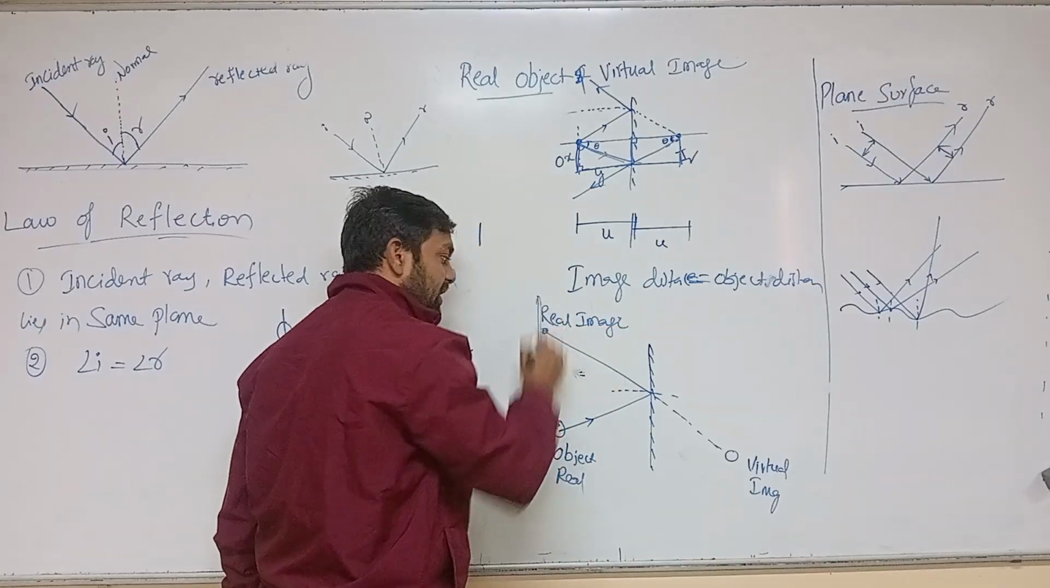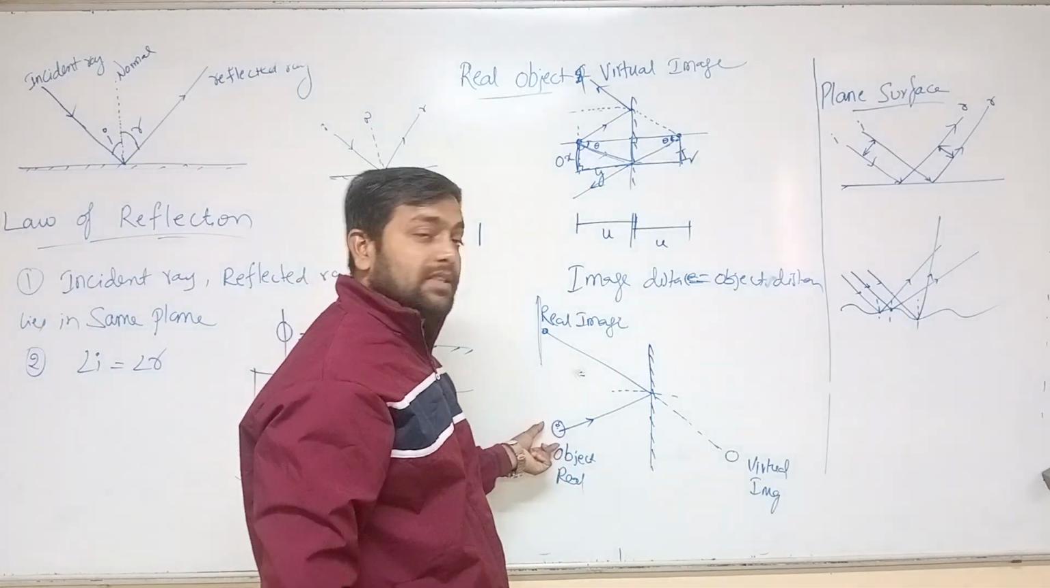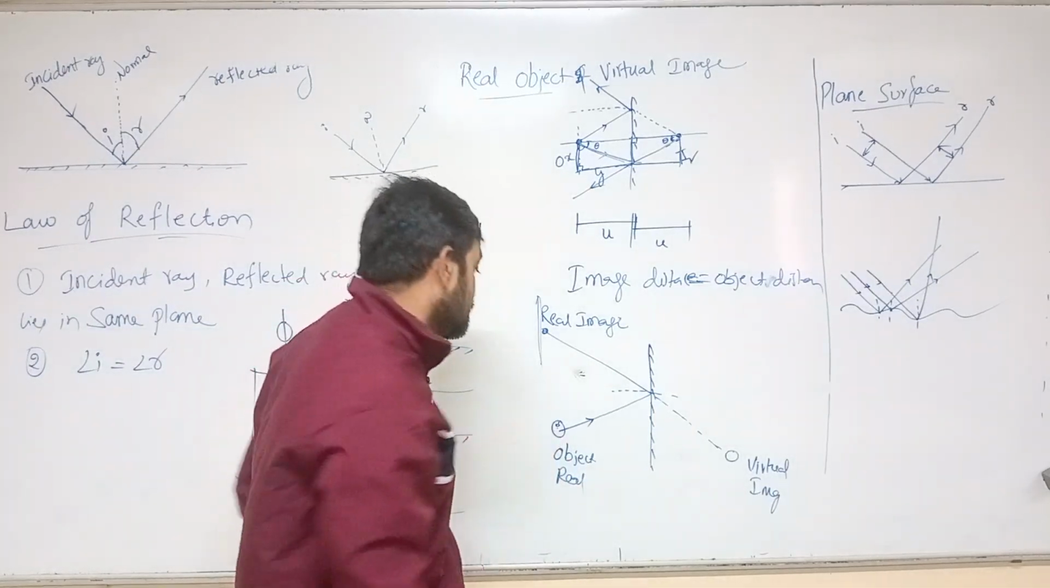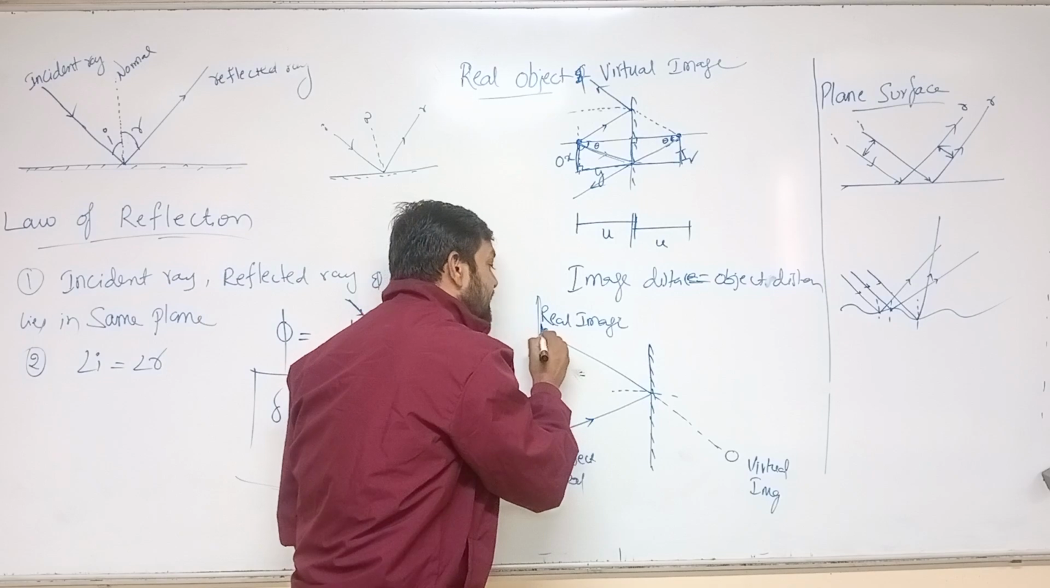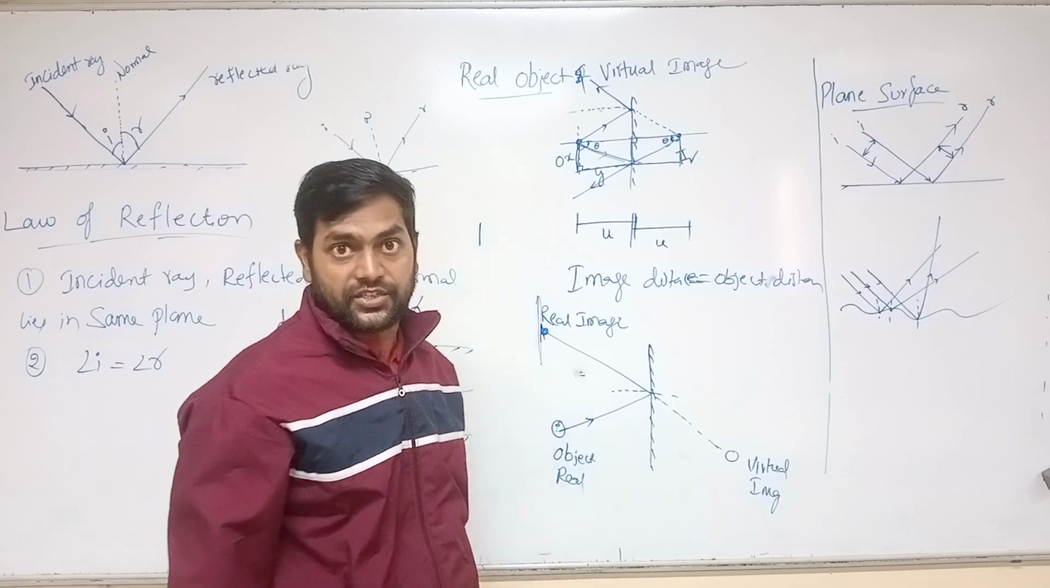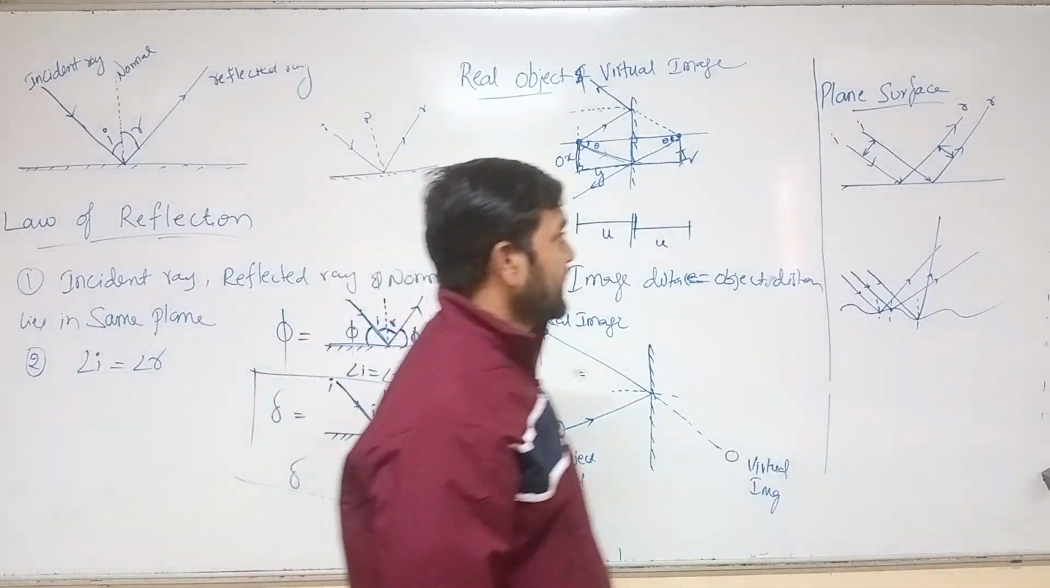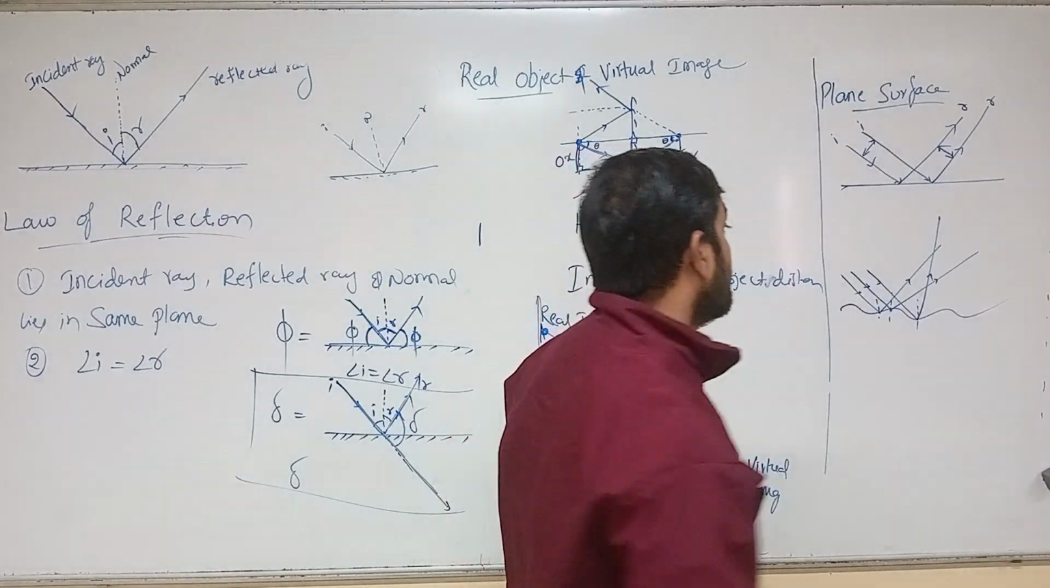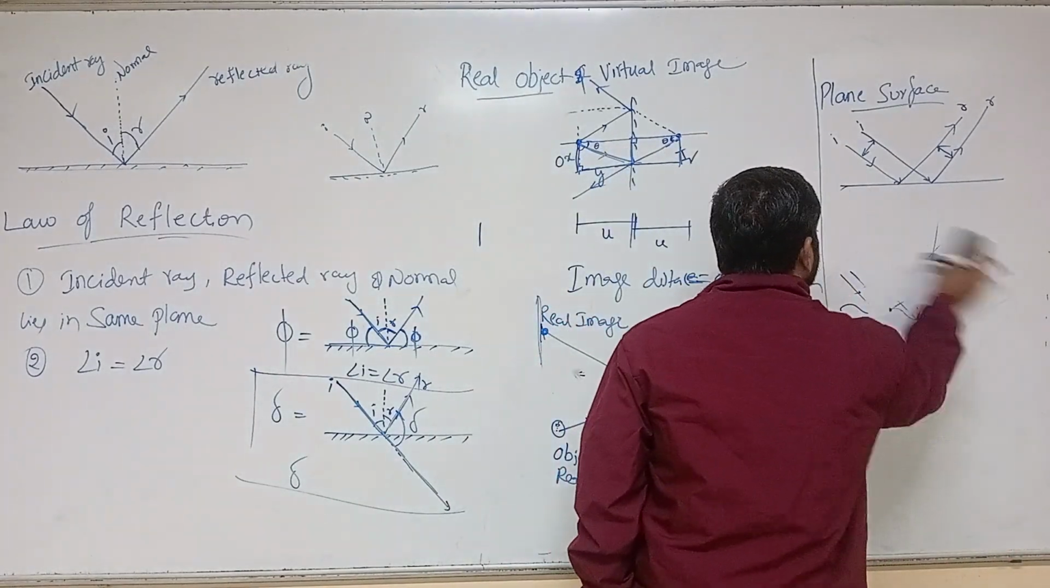If I keep a screen here, then this light is going to be incident here. For that reason, we can say that is our real image. Now let us take the field of view.